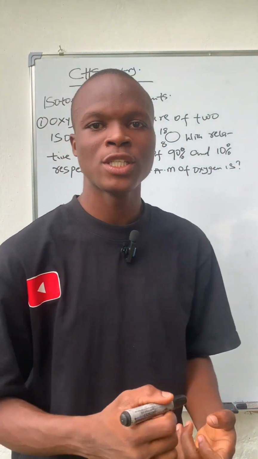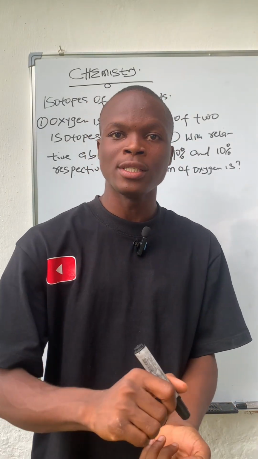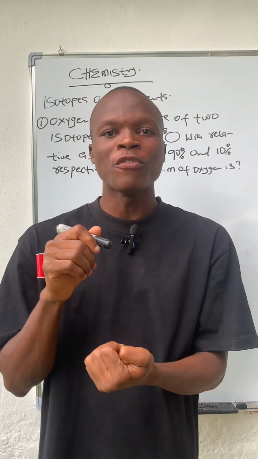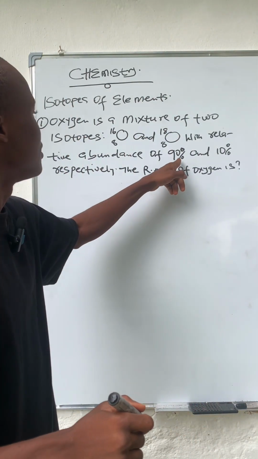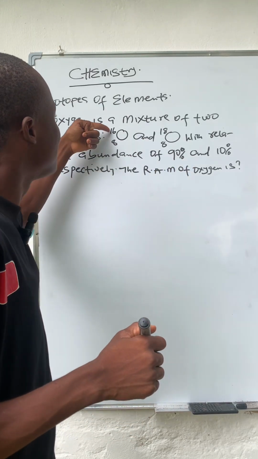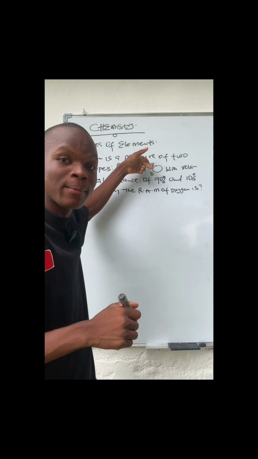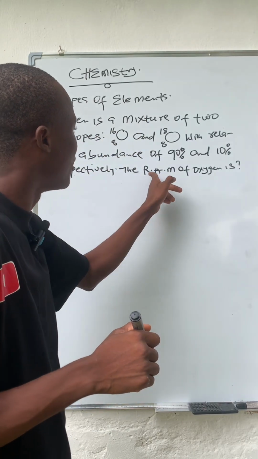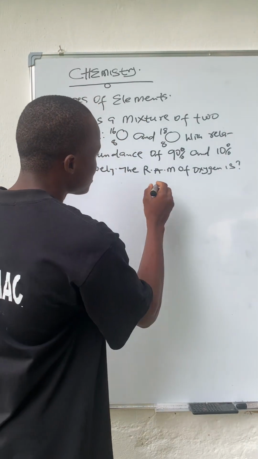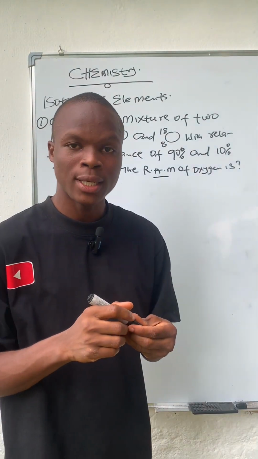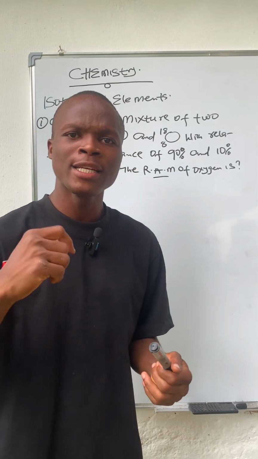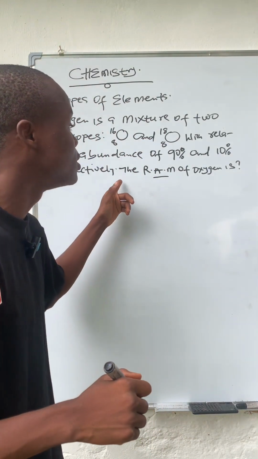Now, before I solve this question, think about oxygen as a bag of oranges. 90% of that bag weighs 16 grams. Do you understand? Then 10% weighs 18 grams. So adding them up together will give us this RAM. Do you understand? Now, there is a formula to be noted if you want to solve this question.